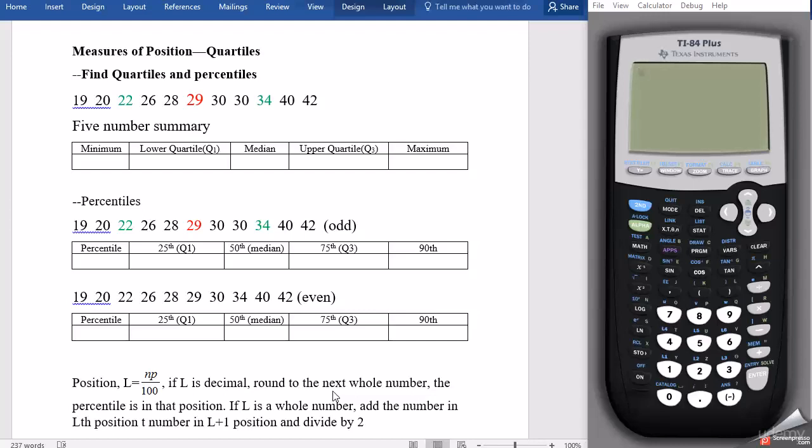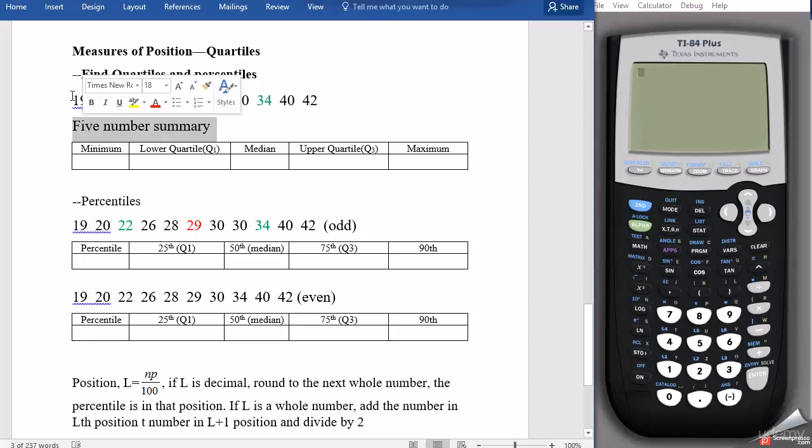Today we're going to be talking about measures of position. We're going to talk about quartiles and percentiles, how to find them using the TI-84 Plus. So we're going to start with the easy ones, and we're going to talk about what we call the 5-number summary, which includes the main quartiles that we have.